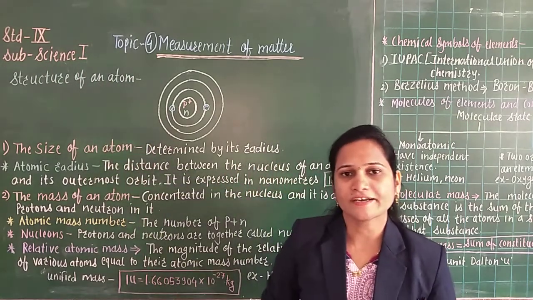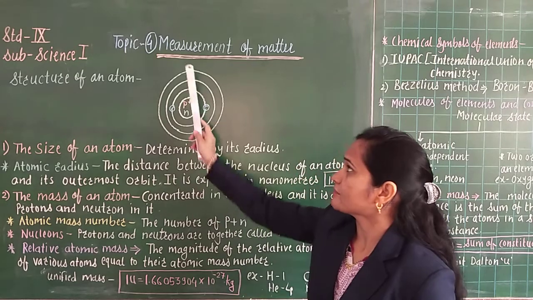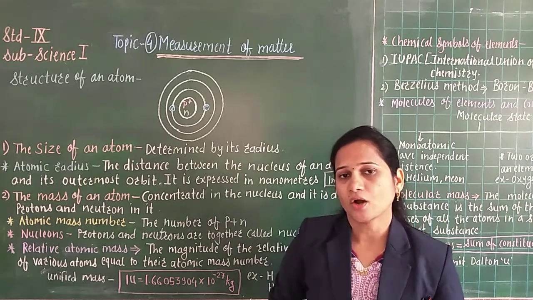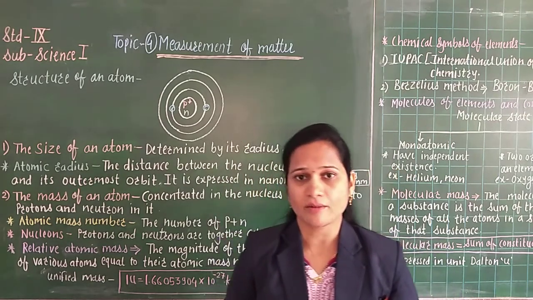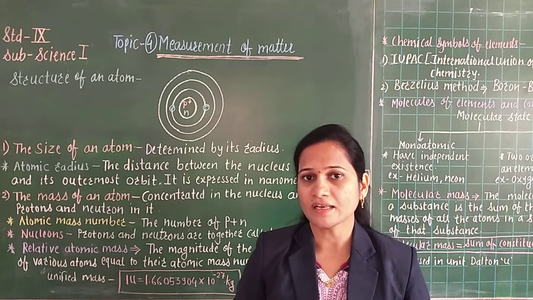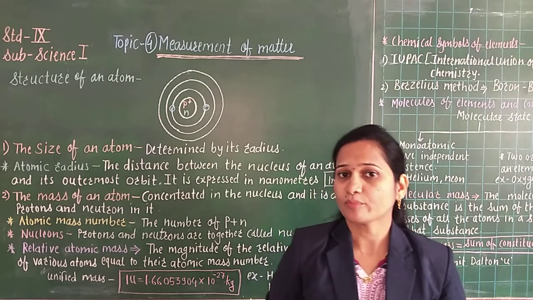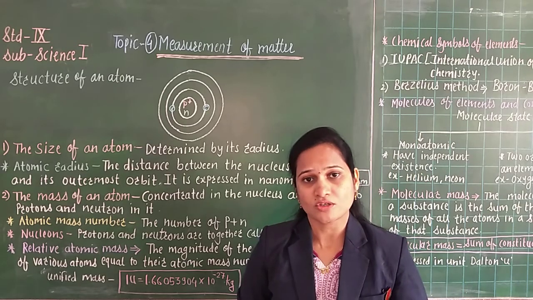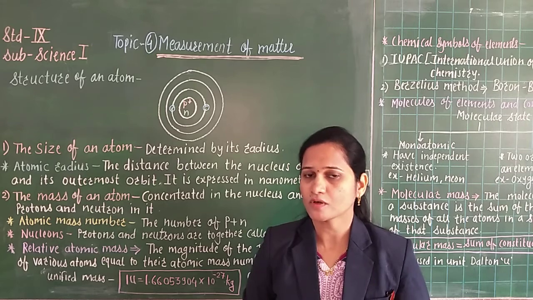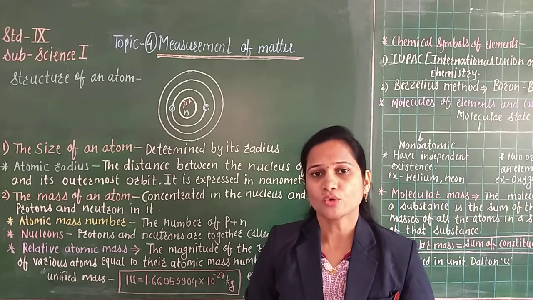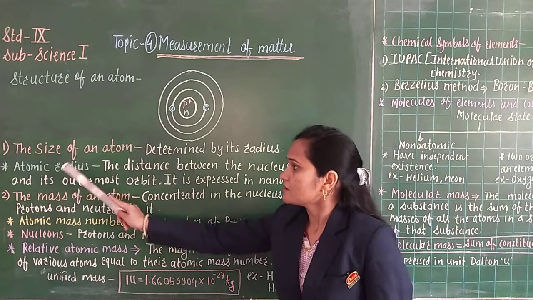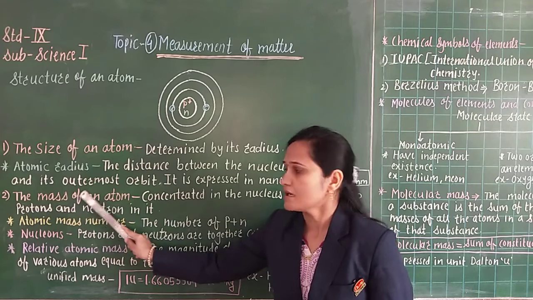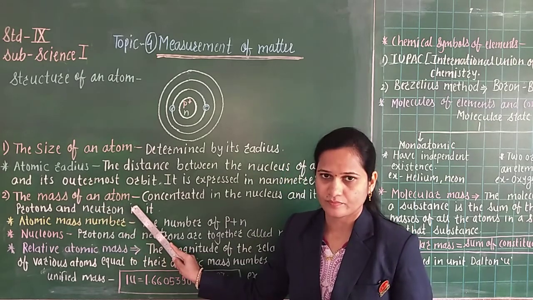Last lecture we already started our lesson number 4, measurement of matter, and in that we studied the laws of chemical combination. In that point we studied two laws: the law of conservation of matter and the law of constant proportion. Today we are learning the next two points, the size of an atom and the mass of an atom.